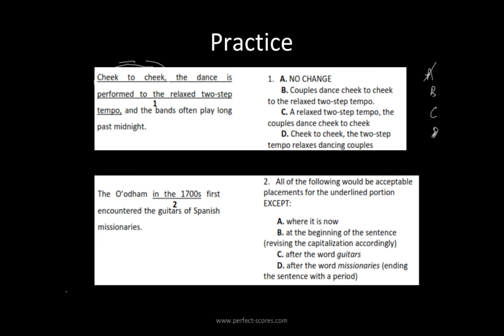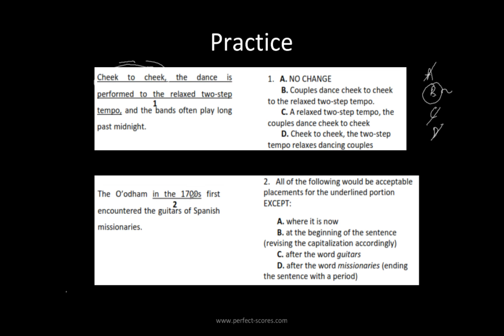Let's look at the other options. B: "Couples dance cheek to cheek to the relaxed two-step tempo." That seems fine. C option: "A relaxed two-step tempo, comma, the couples dance cheek to cheek." Now in C it looks like the couples are a relaxed two-step tempo, which is completely wrong. So C is eliminated. D: "Cheek to cheek, the two-step tempo," again wrong because it looks like cheek to cheek is describing the two-step tempo. Although in B we are making an addition, which is "couples," B is the only one which is grammatically correct, so it's the right answer.